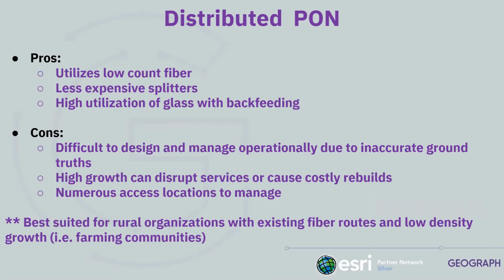So we feel that this is best suited for those in rural organizations that may have a lot of existing fiber routes and have low density growth. For example, farming communities, somewhere where the land is going to stay land. There's not going to be a huge expansion or a very quick expansion of services. This network architecture can really come in handy in those cases.